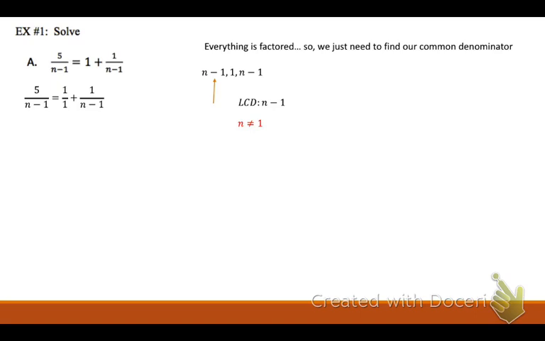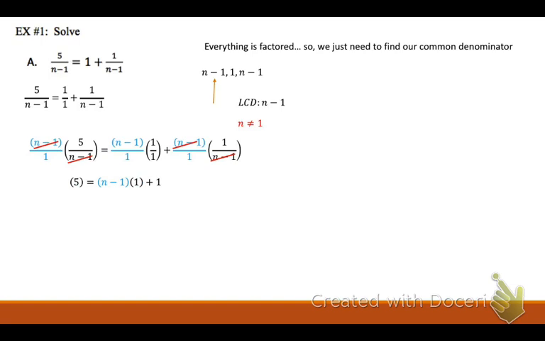So now I'm going to take my least common denominator, I'm going to multiply it to each fraction because I need to clear the denominators. So I have n minus 1 times that first one, n minus 1 times 1, and n minus 1 times the last one. And again, I'm just going to write these over 1 so it's easier to see stuff that cancels. That first one, the n minus 1s are gone. Second one, nothing cancels. Third one, the n minus 1s are gone again. So I'm left with 5 equals n minus 1 times 1 plus 1, which is 5 equals n minus 1 plus 1. Negative 1 plus 1 is 0, so you get 5 equals n. So n equals 5, which is not 0 because you just have to go back and double check that restriction. So n equals 5 is my final answer there.